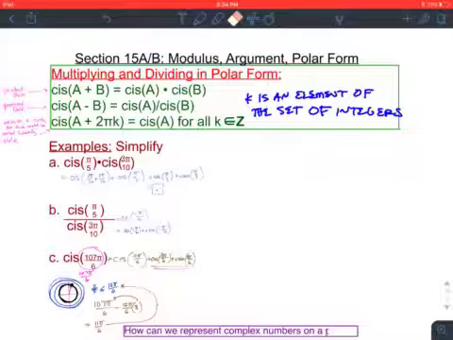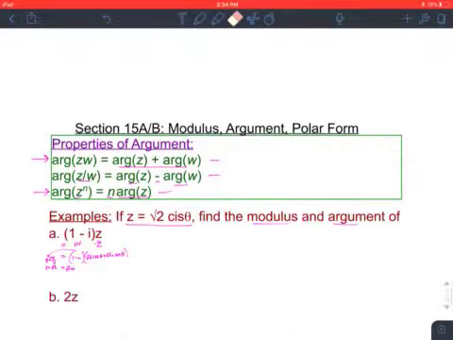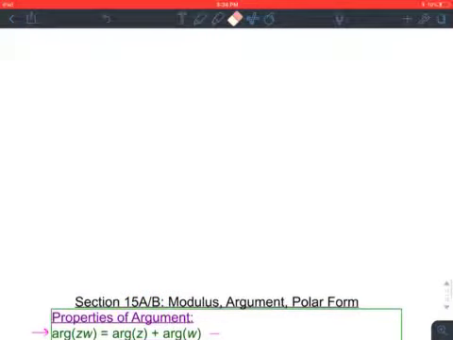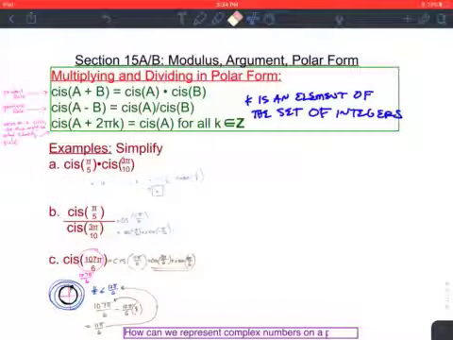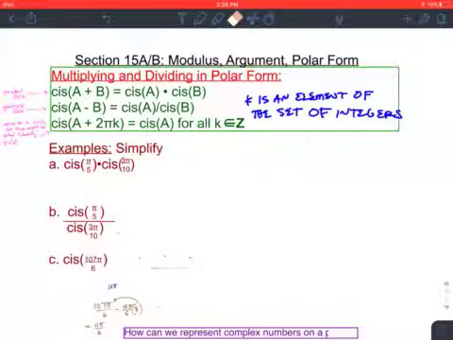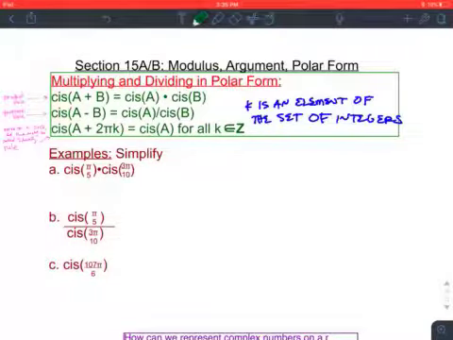Okay, so now we're going to multiply and divide while we're in polar form, and then talk about properties of arguments, and that'll be it. So multiplying and dividing in polar form, that's what we're doing.